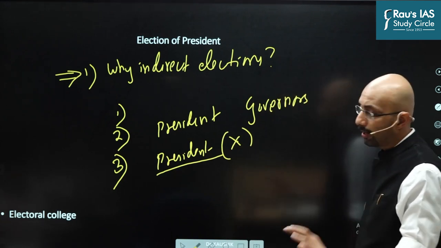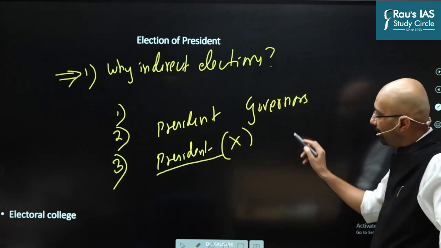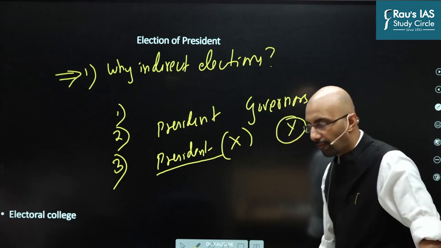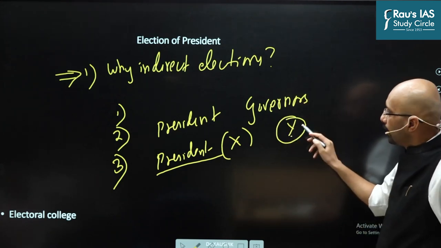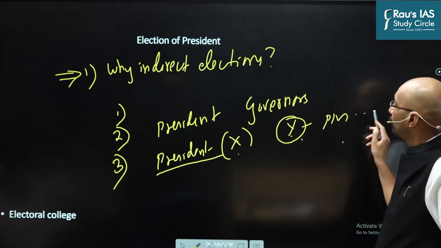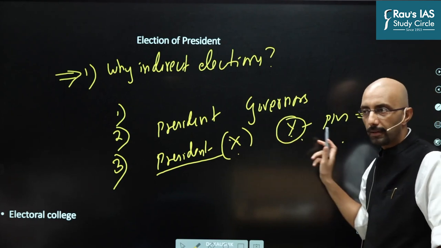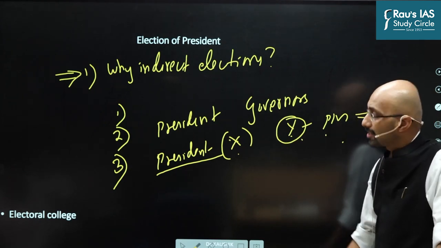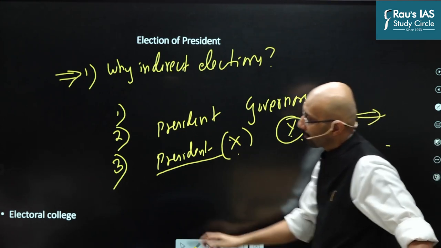And what if in the lower house, Lok Sabha, Y party comes to power with a majority? So the prime minister will be from which party? Y party. So president from X party, PM from Y party, this will lead to conflict between the president and the prime minister. Crisis of governance, crisis of policy making, crisis of policy implementation, right?